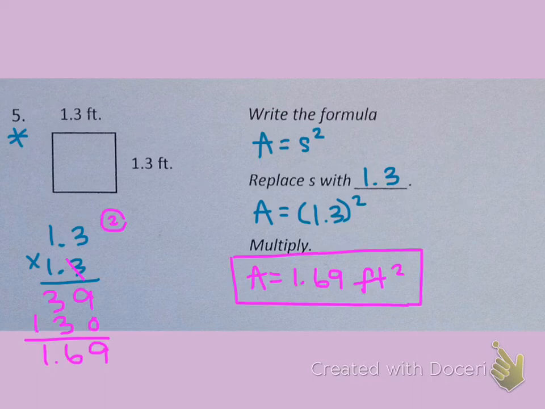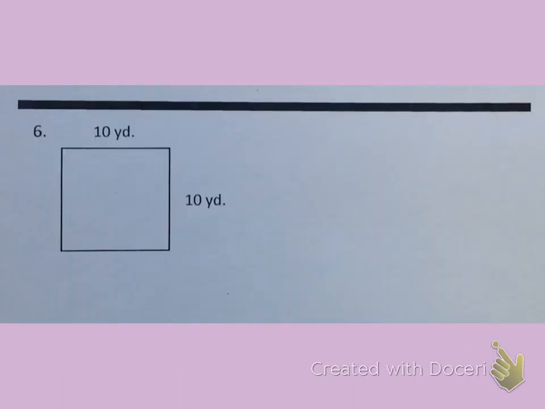The area of this square is 1.69 feet squared. Now this problem I'm going to ask you to do completely on your own. So remember, again, your first step is always and forever to write the formula first, then plug in the numbers, and then multiply to solve.